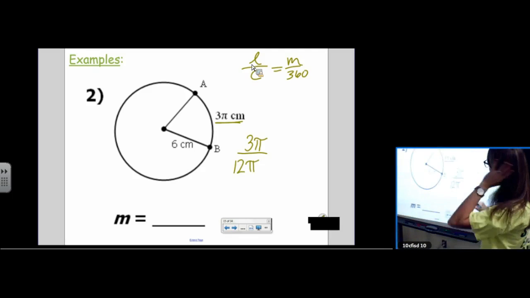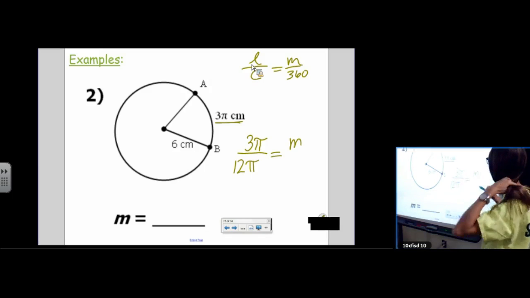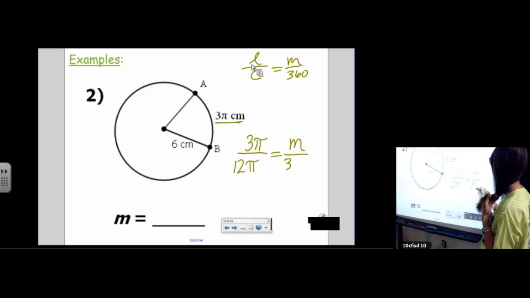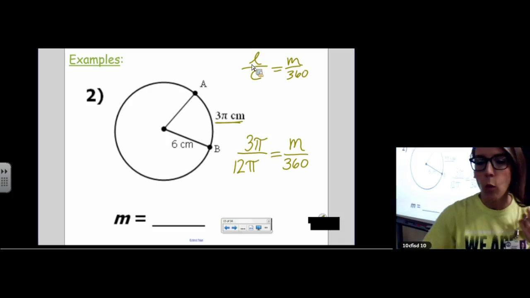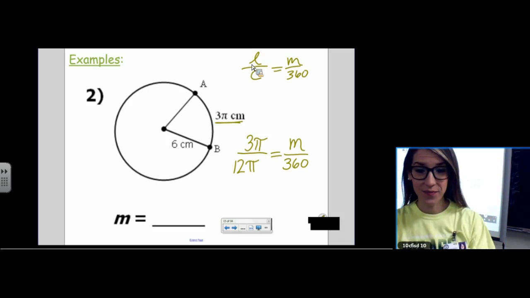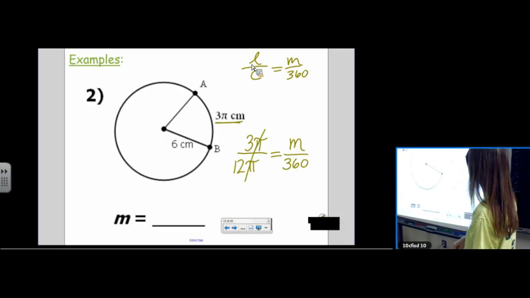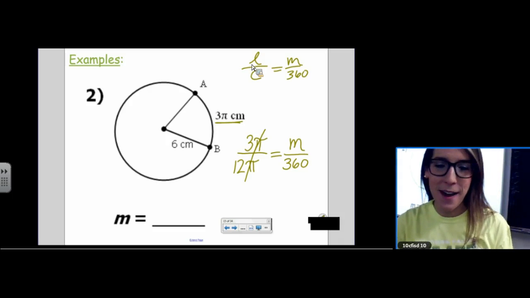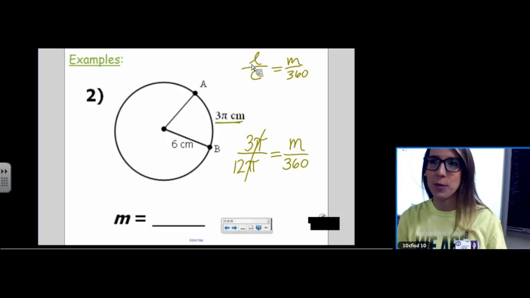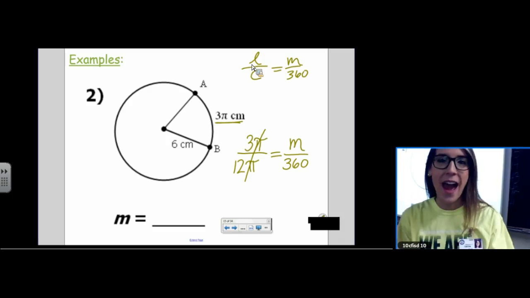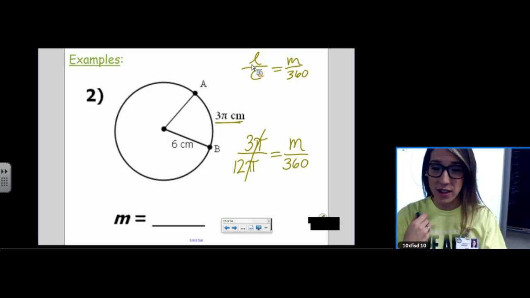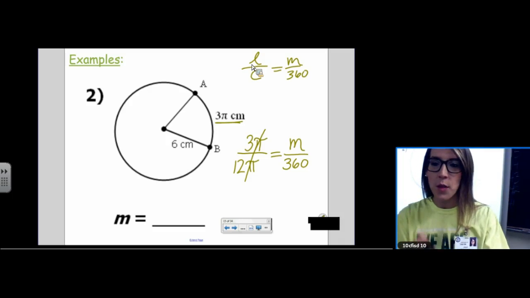12 pi. L over C equals M, our variable, over 360. What is going to happen to the pi's? They will cancel. So you can reduce 3 12s if you want to do 1/4. 1/4 of 360 is 90. But anyways, you don't have to ever reduce it. In fact, I encourage you not to, because I encourage you to let your calculator do the cross multiplying so that you don't make a silly mistake when you reduce. 3 times 360 divided by 12.